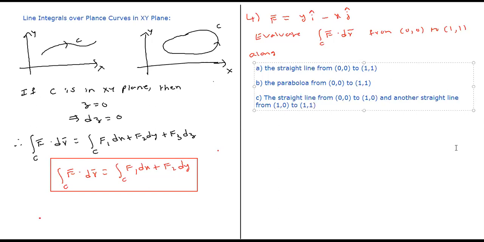So how many line integrals do you have to find out? You have to find out 3 line integrals. The first line integral is along the first path, the second along the second path, and the third along the third path. We'll do them one by one. Let me draw the graph of the first curve.